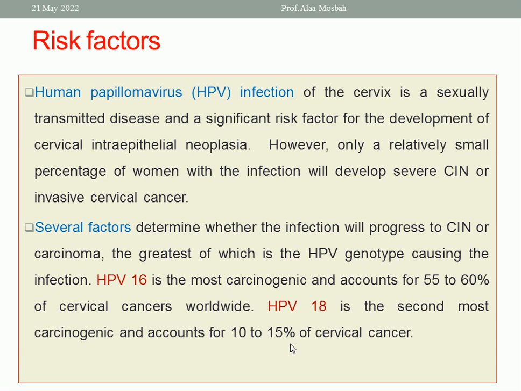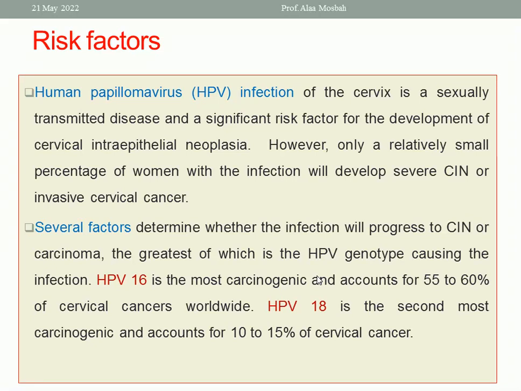What are the risk factors? Human papillomavirus infection is the most important risk factor, especially type 16 and type 18. Type 16 is the most carcinogenic and accounts for 60% of cervical cancer worldwide, while human papillomavirus 18 is the second most carcinogenic and accounts for 15% of cervical cancer. However, only a relatively small percentage of women with infection will develop severe CIN or invasive cervical cancer.